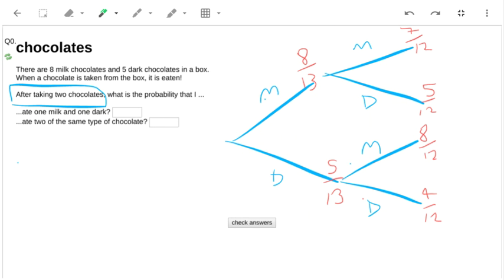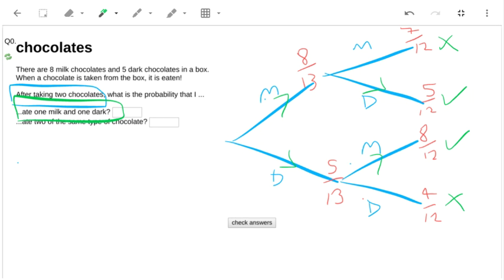Now, which are the 1 milk, 1 dark? Well, it's this one, and not these two. To get the probabilities, you need to, for example, for this possible route, you need to multiply as you go along. And for that route as well, I'm going to multiply.